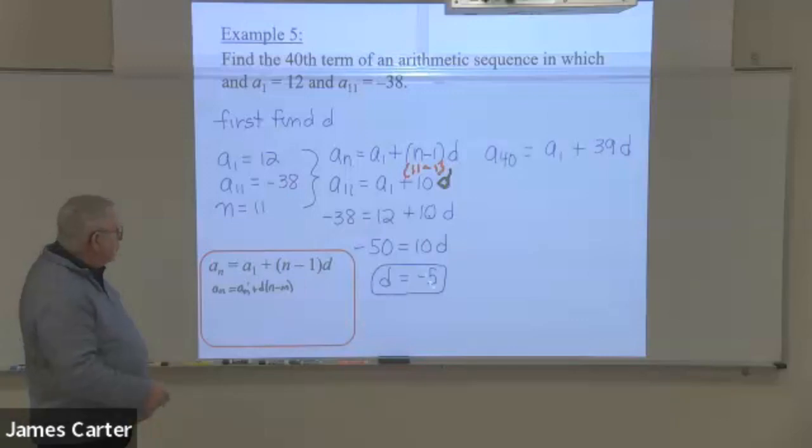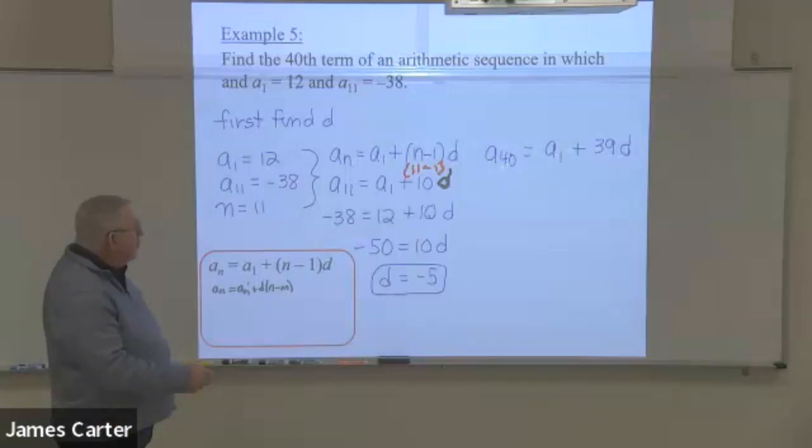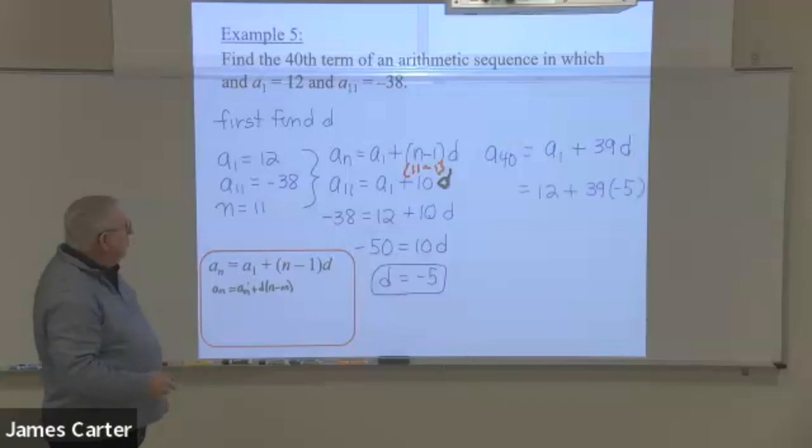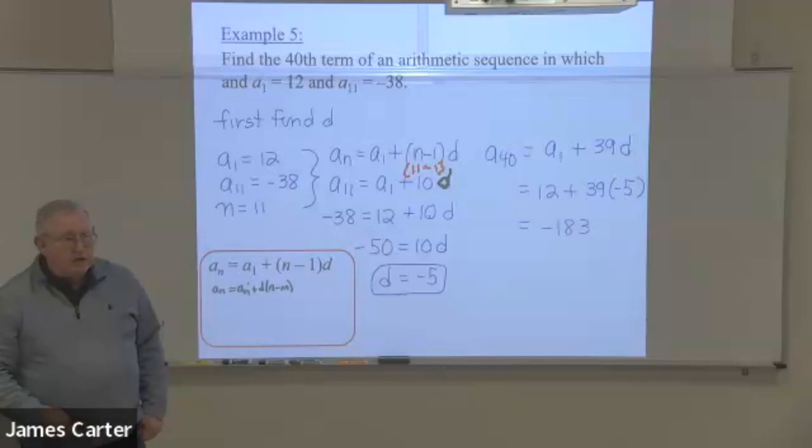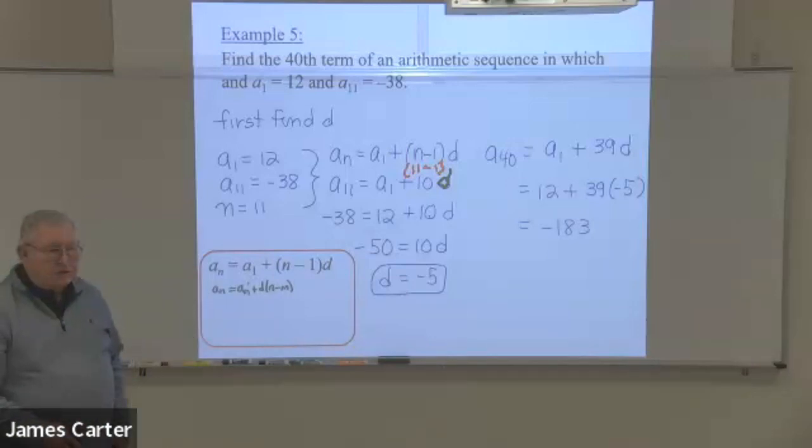Okay. Once we know the d, we can now find the 40th term. How big is that? 39, well, 40 minus 1. And a sub 1 should be 12, and d would be negative 5. And your answer then is negative 183 would be the 40th term in that particular sequence.